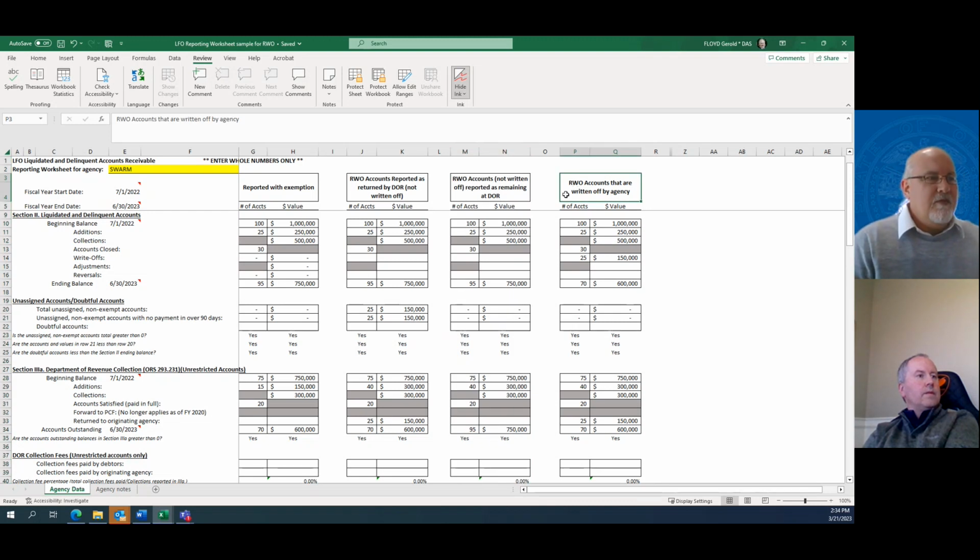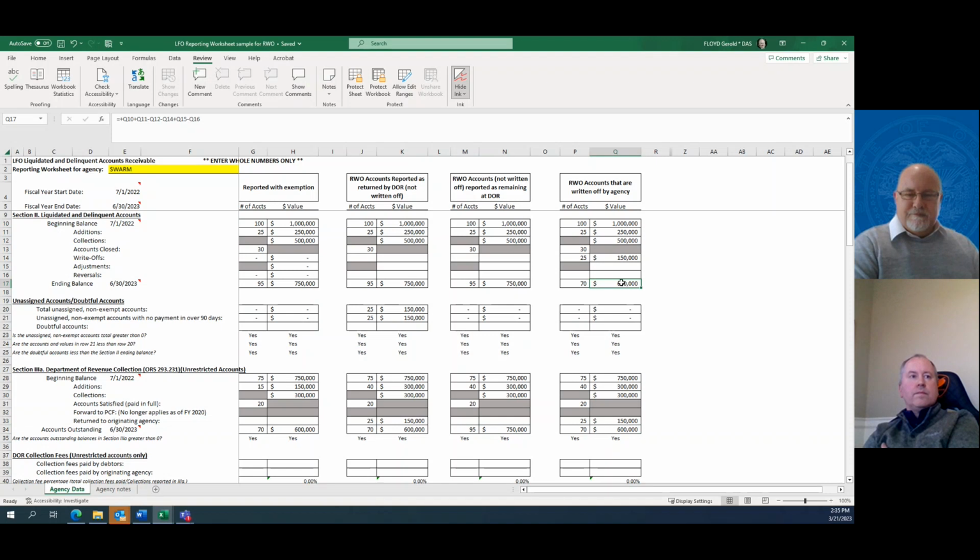Now, the importance here is agencies should be regularly reviewing their monthly reports, and anything that moves into the RWO status, agencies should be reviewing those accounts against the write-off criteria, timely writing them off so that your ending balance in section 2 is appropriately reflecting what you reasonably expect to collect.